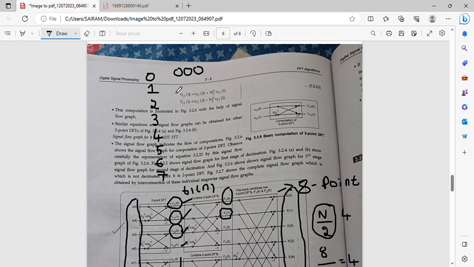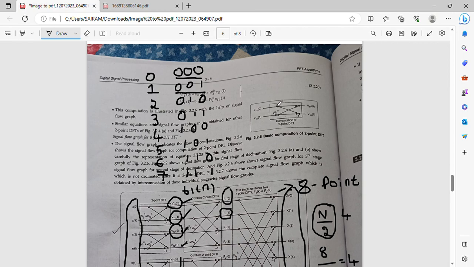So 0 0 1, 0 1 0, 0 1 1, 1 0 0, 1 0 1, 1 1 0, 1 1 1, right? So what I'm supposed to do now is bit reverse these.